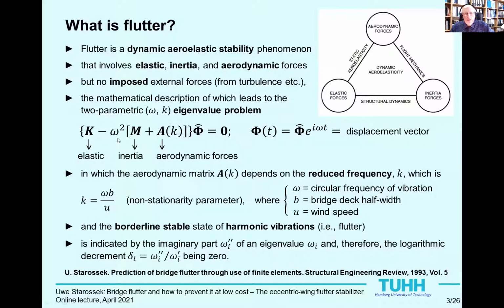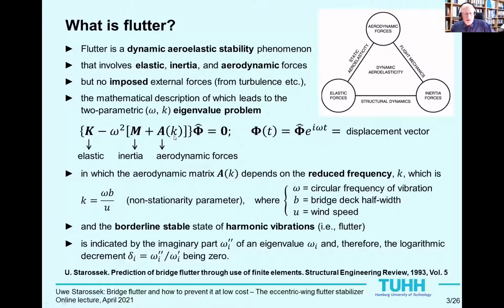The problem considered here is particular in that the aerodynamic forces, and hence the aerodynamic matrix A, depend on a non-stationarity parameter, the so-called reduced frequency k, which is yet to be determined. k is defined as a function of the circular frequency omega and the wind speed u, which are both unknown at the beginning of the computation, and the width of the bridge deck represented by b. Because there are two unknowns, circular frequency and reduced frequency k, a second condition is necessary.